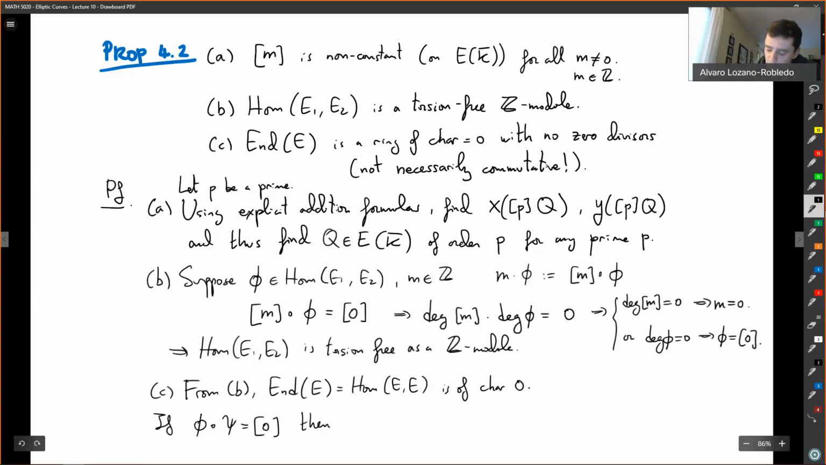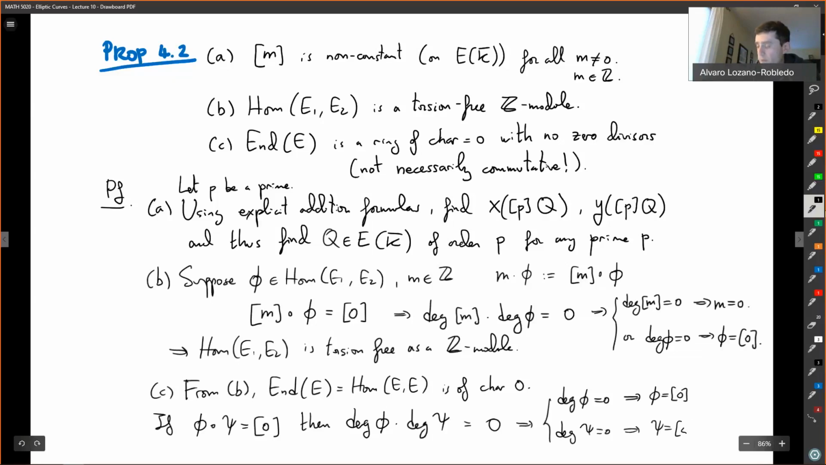But then in terms of degrees, the degree of phi times the degree of psi is the degree of the composition, which is 0, the degree of a constant map. But then again, this says that either the degree of phi is 0, which makes phi be the 0 map, or the degree of psi is 0, which makes psi be the constant map. So in either case, this tells me that the endomorphism ring is an integral domain.